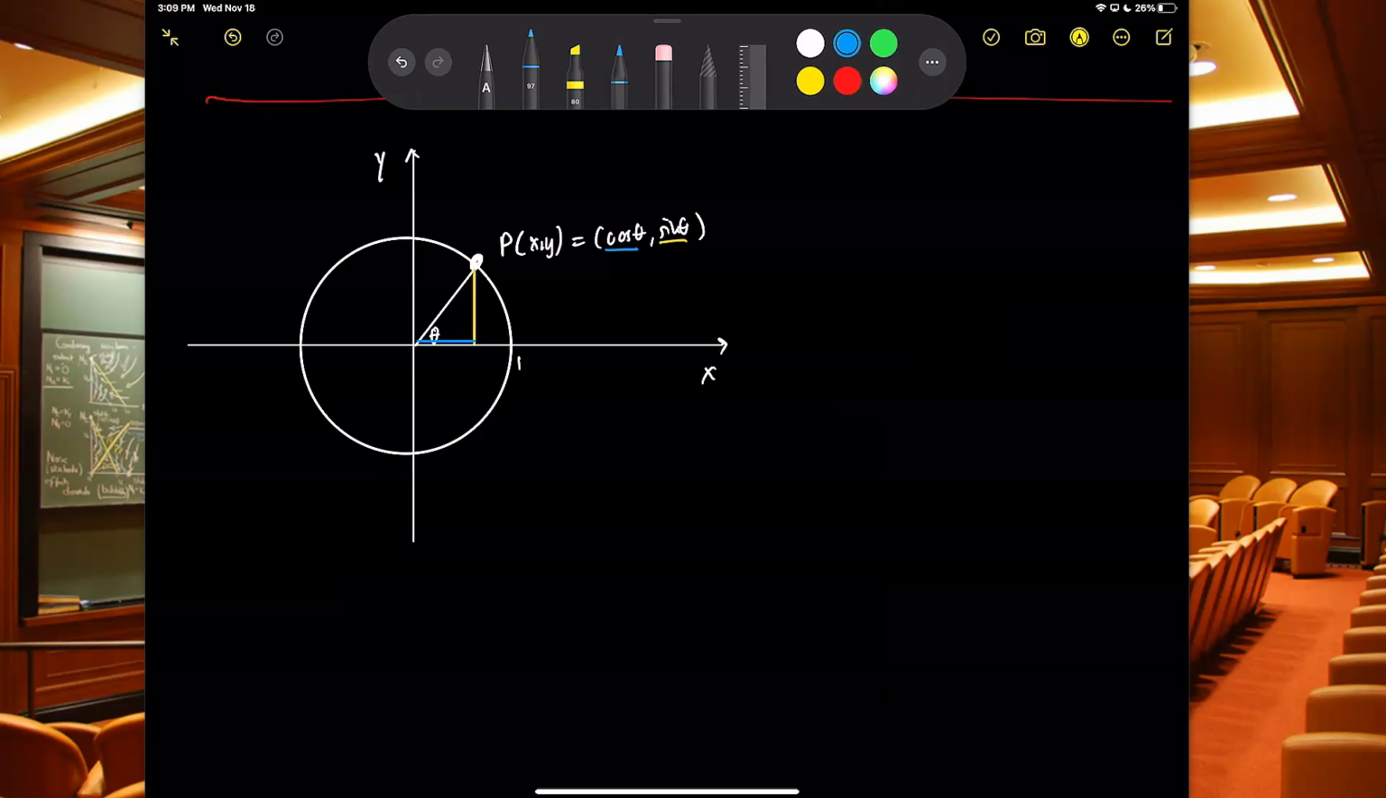This is a triangle, is it not? It's a right triangle, and it's inscribed inside of this circle. And we know that the radius is equal to 1. So what this tells us from the Pythagorean theorem is that the sine squared of theta plus the cos squared of theta, this length squared, equals 1.